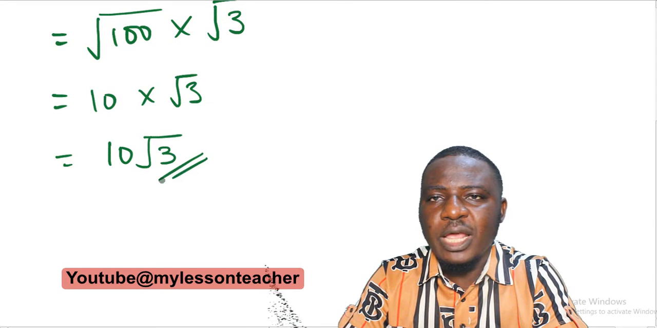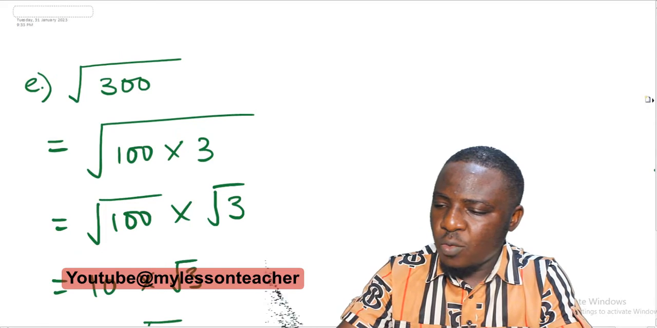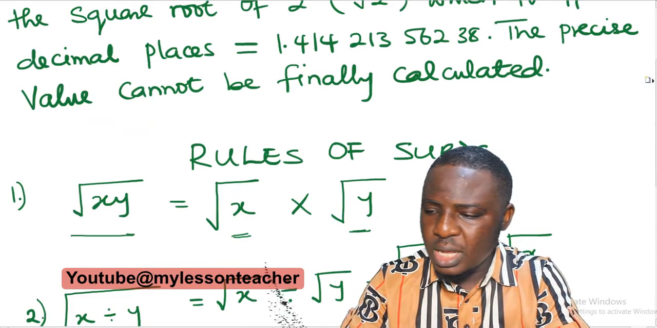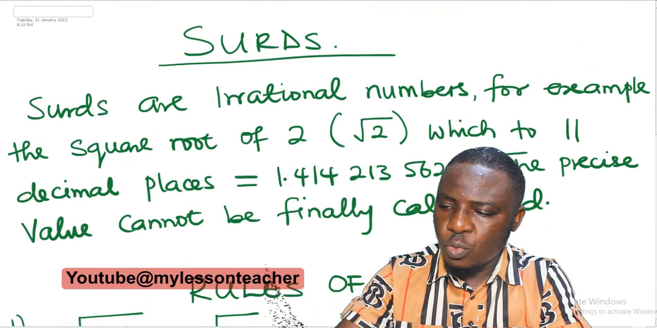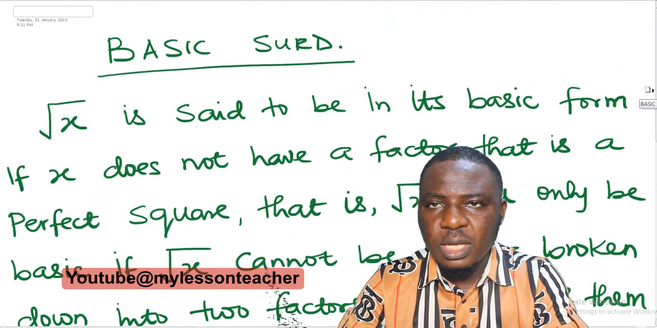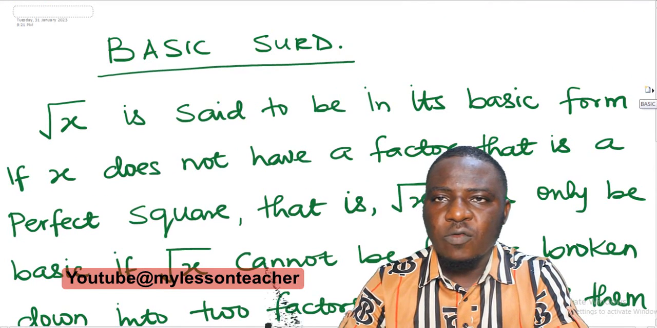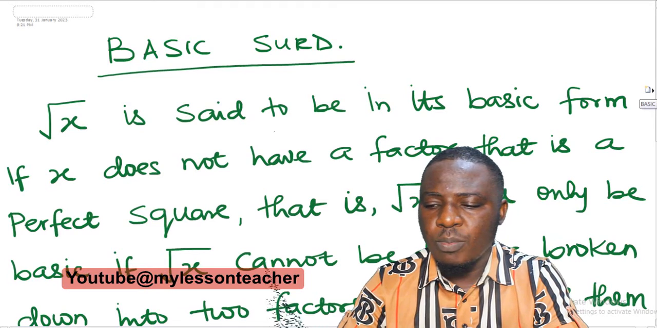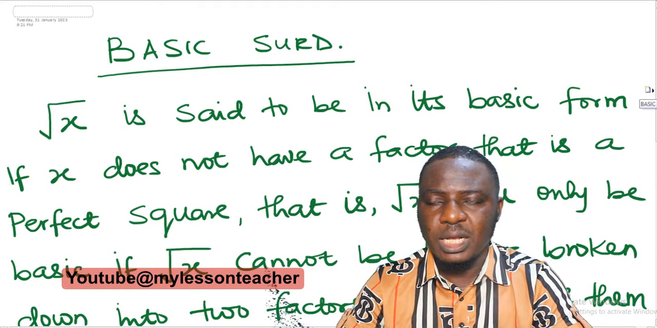So that brings us to the end of today's class. In today's class, we have learned what surd is all about, as well as the basic rules of surds, as well as we also discussed basic surds and simple surds, and how to convert from simple surds form to basic surd form. That brings us to the end of today's class.